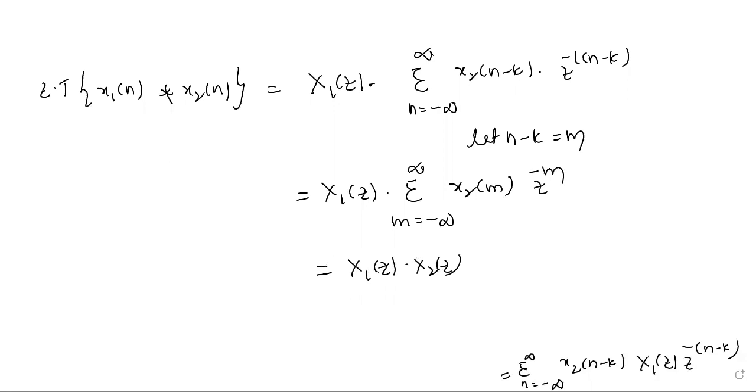Next, initial value theorem and final value theorem we will discuss in next lecture. So try to solve this problem. x of n equal to a power n into u of minus n minus 2 power n into u of minus n minus 1. Using standard pairs, take it as one problem and try to solve this one also.